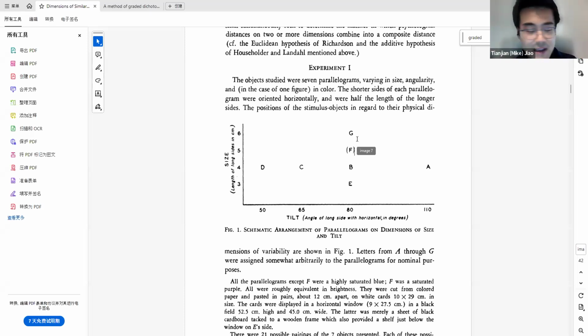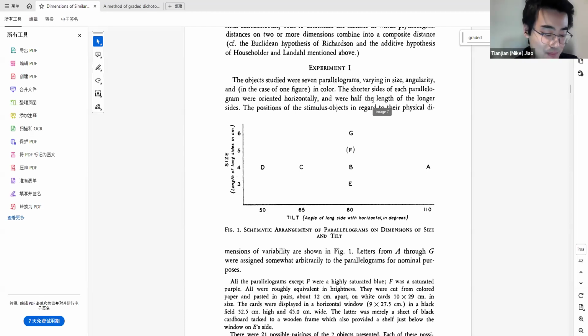Now, with these 7 parallelograms, essentially the author showed the participant a pair chosen from these 7, and asked for a similarity rating on a 7-point Likert scale. They exhausted all possibilities and they did it 3 times. They only used the results of the second and the third times because they used the first time as a practice session.